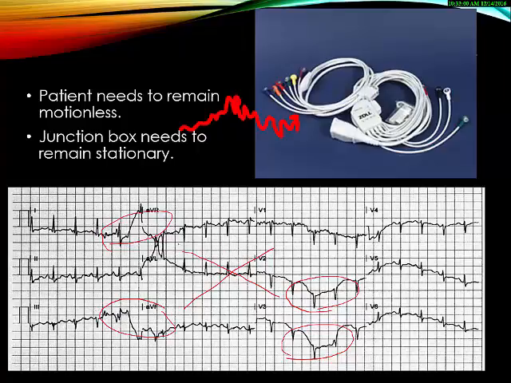The way we do that is have the patient remain still and motionless. Make sure the junction box where the 12 lead cables connect into the 4 leads is sitting in a spot that is not getting bounced around, and have the patient breathe in and out slowly for 10 seconds during the capture of the ECG and move on from there.